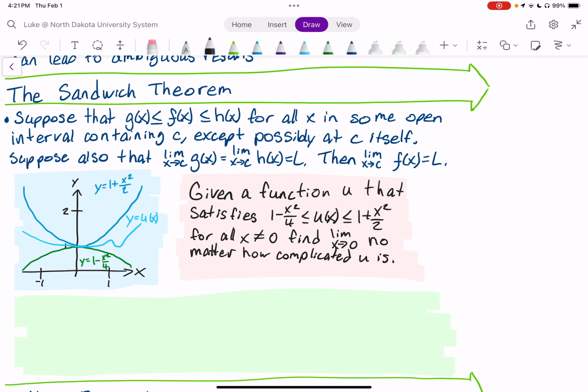Okay, the sandwich theorem. Suppose that g of x is less than or equal to f of x is less than or equal to h of x for all x in some open interval containing c, except possibly at c itself. Suppose also that the limit of g of x equals the limit of h of x as x approaches c, and they're both L. Then the limit of f of x is L as x approaches c.